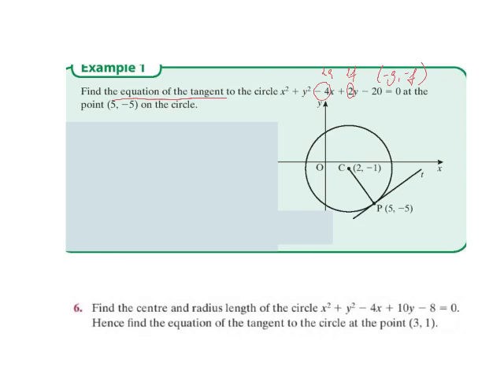So once we are given the center of the circle, and we are given a point, the point where the tangent touches the circle, we can easily find the equation of this tangent, the tangent here. Okay, so we have 2 points, and if we have 2 points, we can find the slope. We can find the slope of this.